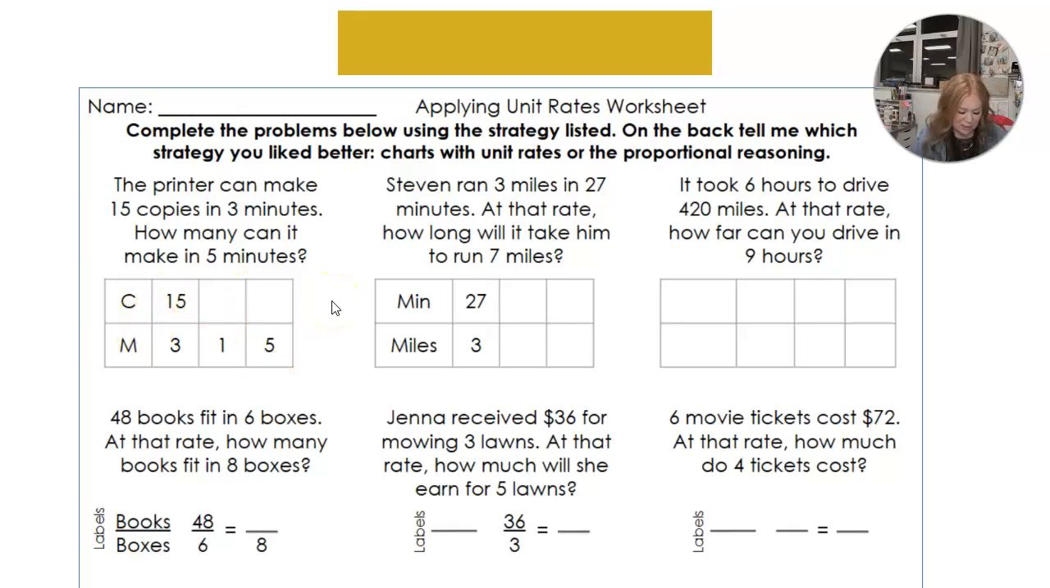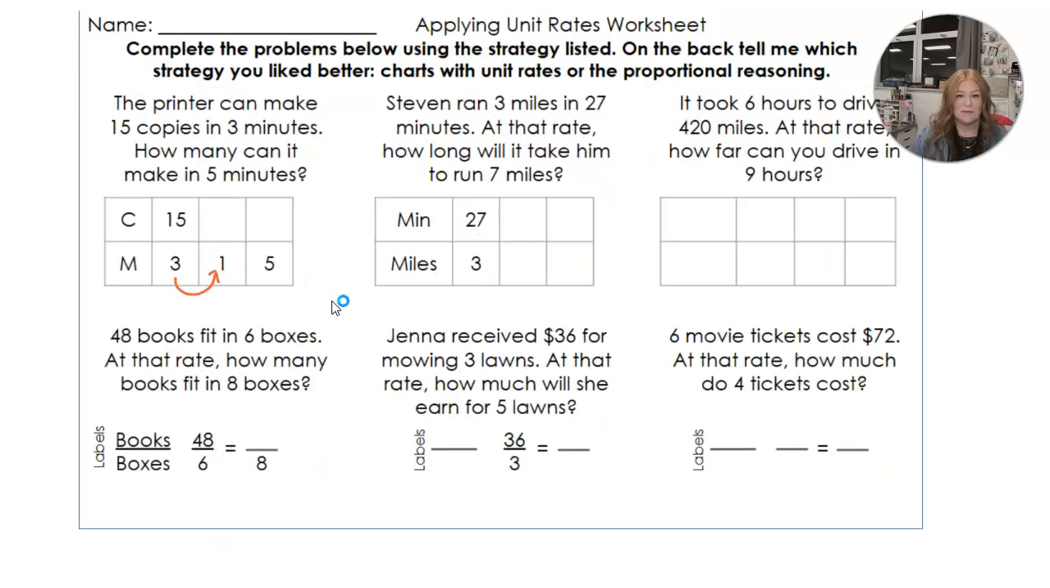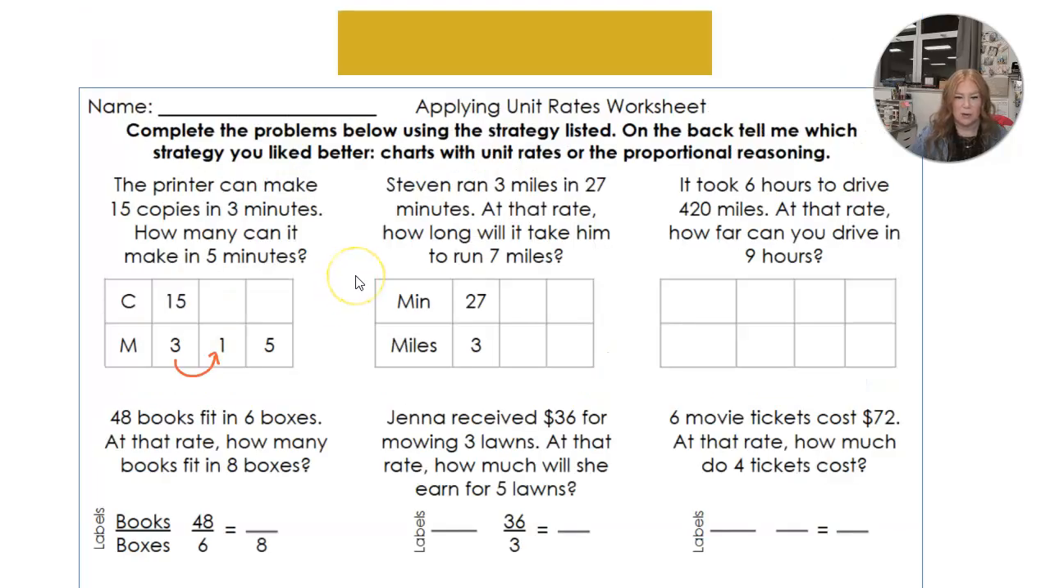We want to know 1, then we want to know 5, and we need to make sure we have labels here. So we're going to start and we're going to ask ourselves, how do I get from 3 to 1? Well, we divide by 3. So we need to do the same thing up here, right? What we do to the numerator, we do to the denominator. So 15 divided by 3 is 5. Now we ask, how do I get from 1 to 5? And we times by 5. So I'm going to do the same thing here. So we're going to do 5 times 5 and put our answer there. And that's how many copies the printer can make in 5 minutes. So how do I get to 1? How do I get to 5?